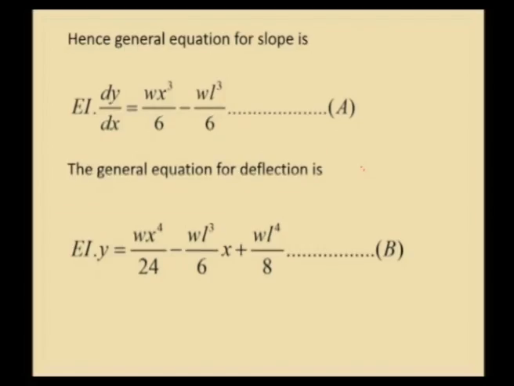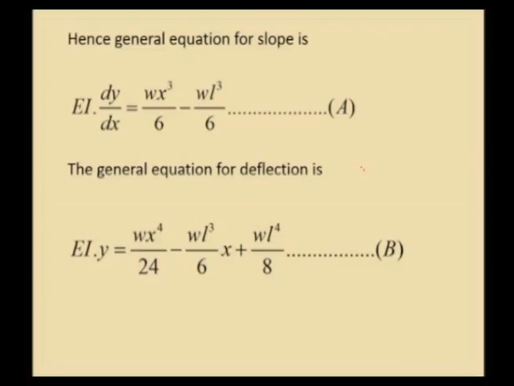So, the general equation for slope is E I dy by dx equal to W x cube by 6 minus W L cube by 6, which is equation A, the general equation for slope. The general equation for deflection is E I y equal to W x power 4 by 24 minus W L cube by 6 x plus W L power 4 by 8. This is equation B, the general equation for deflection.